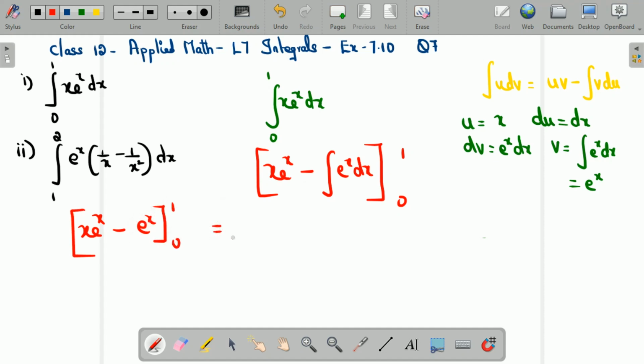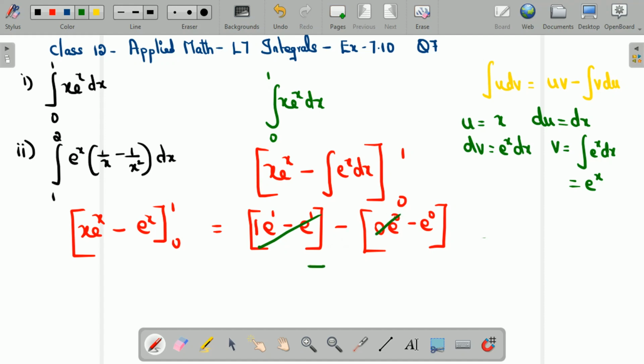First let's apply the upper limit. So this is going to be 1 into e power 1 minus e power 1. This is the upper limit minus the lower limit, where x is going to be equal to 0. So 0 into e power 0 minus e power 0. Now let's simplify. 1 into e power 1 is just e power 1 minus e power 1. So this will vanish. Now 0 into anything is 0.